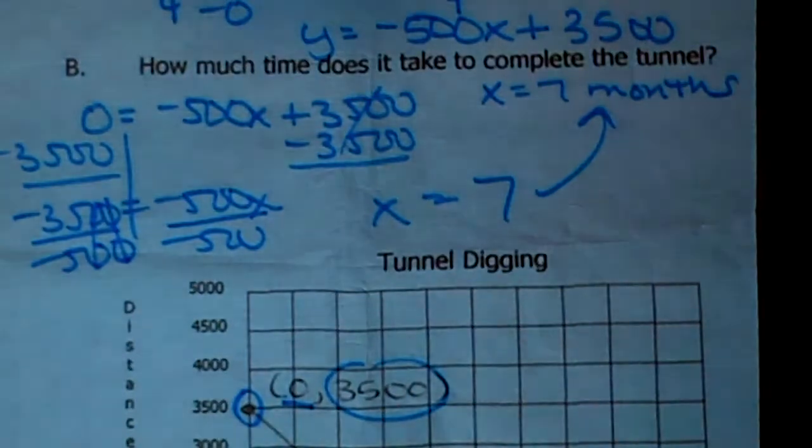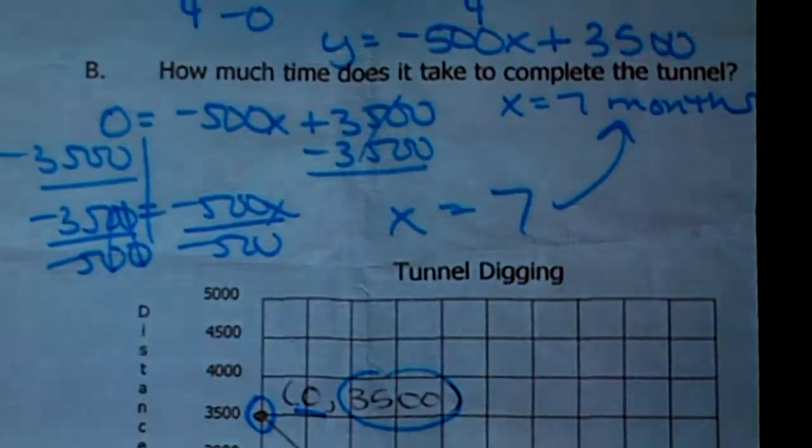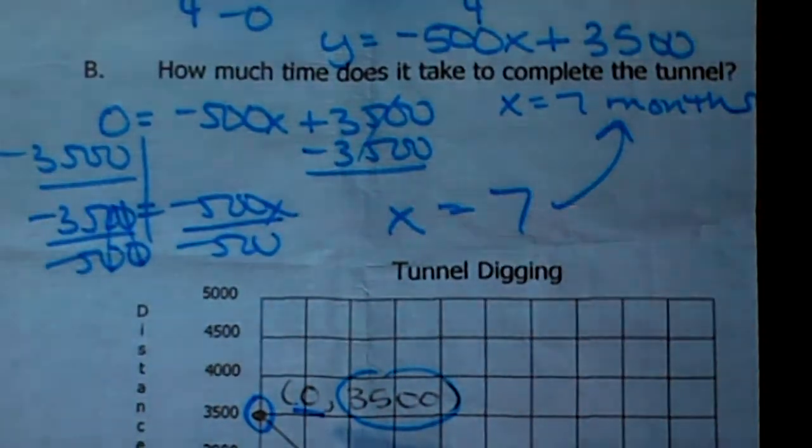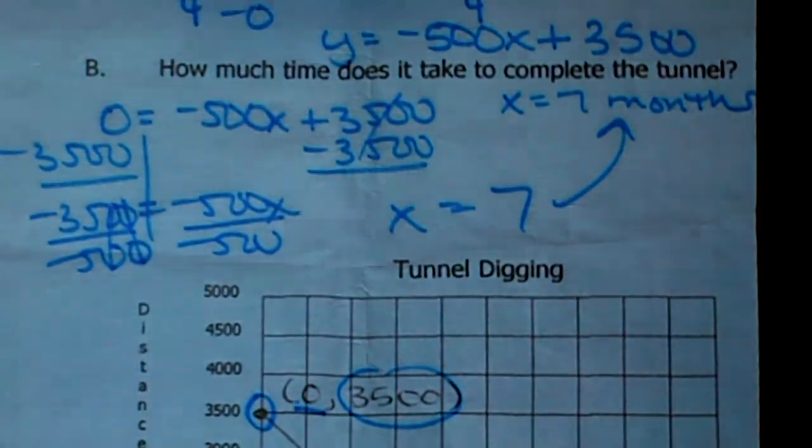So you can use a graph, you can plug it in if you're not sure from the graph or if it doesn't show it. But basically, I want you to have an understanding of what x represents and what y represents. Knowing that this happens when y is 0 is the key to answering that problem.